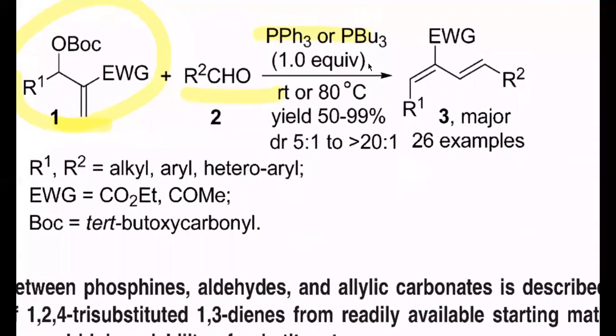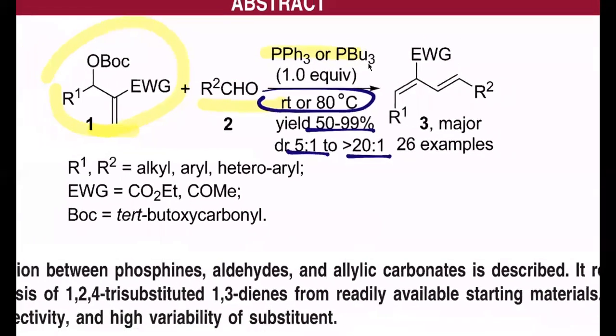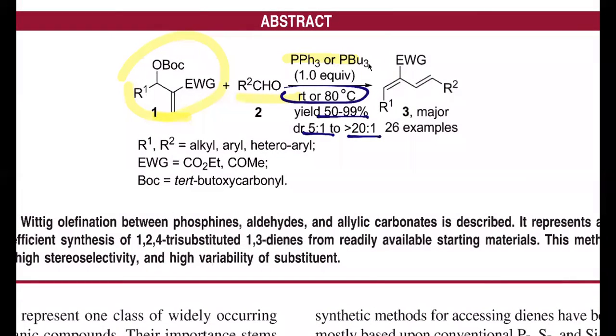That's what the little RT right here means, or 80. You can see the conditions right here. And the reason it says room temperature or 80 is more than likely there's more than one set of conditions, right? And the yields are 50 to 99% for these 1,3 conjugated dienes, right? And the diastereomer ratio is 5 to 1 to greater than 20 to 1. So we're going to look at all of the tables to look at the different reagents and the products and things like that.